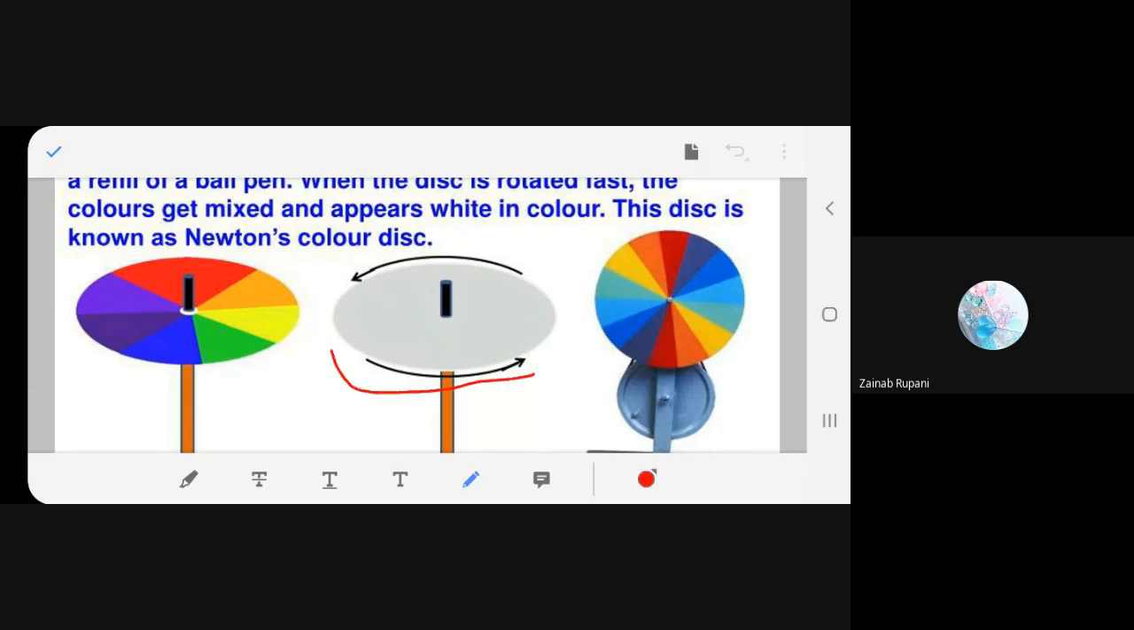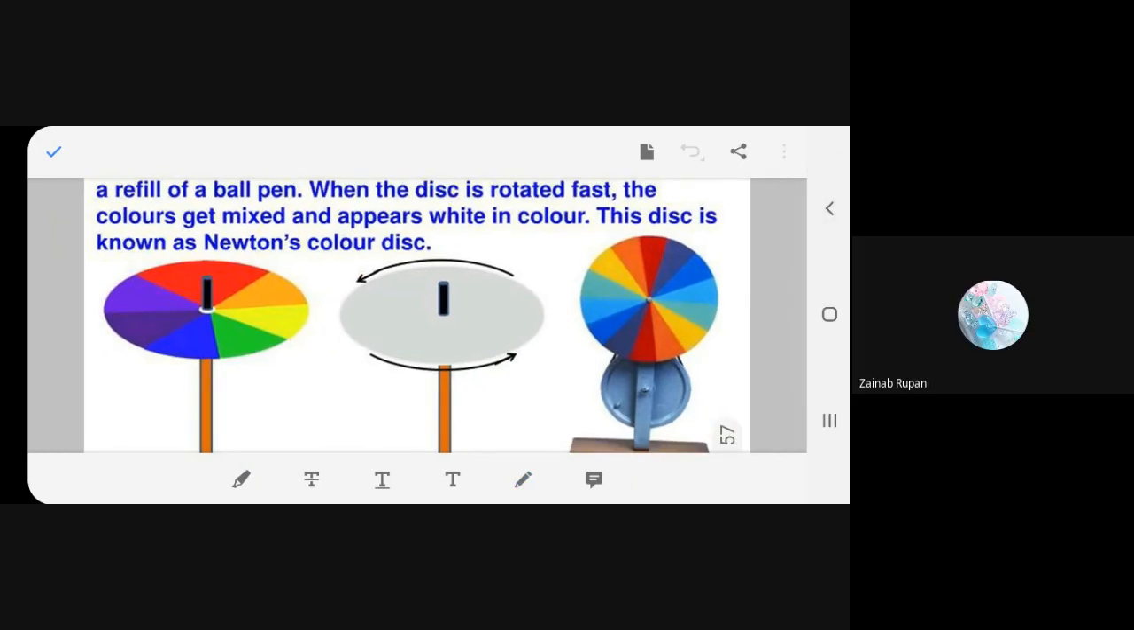You see this? There will be no color. You can see white color. So this Newton's color disc activity suggests that when you mix all the colors, what do you get, beta? White color. What we got from white light was the spectrum. But when we mix all the spectrum, we get white color. You understood? Yes, ma'am. Okay.